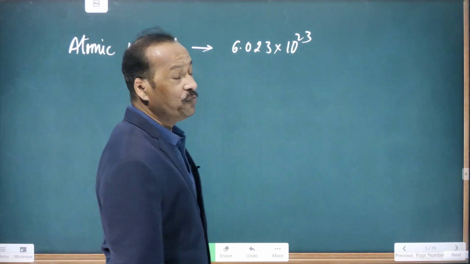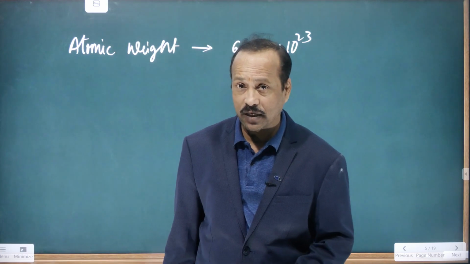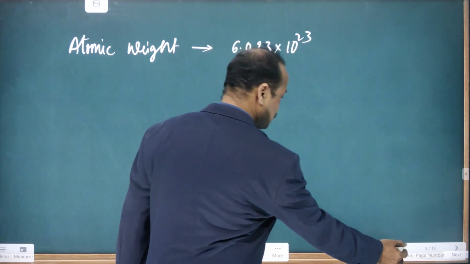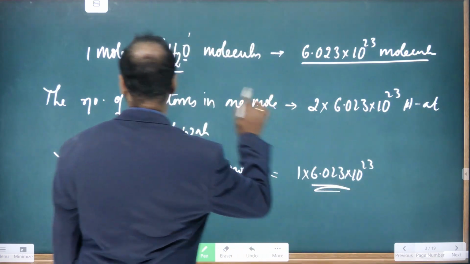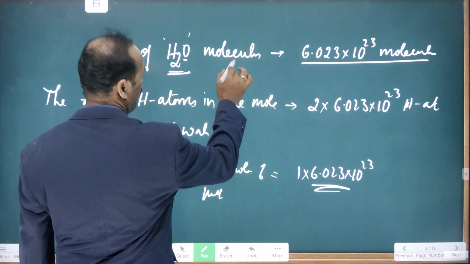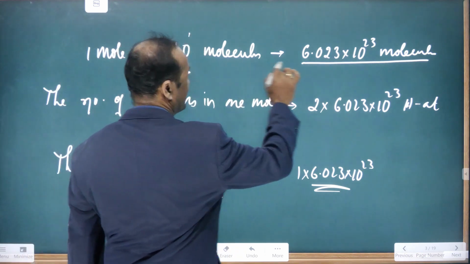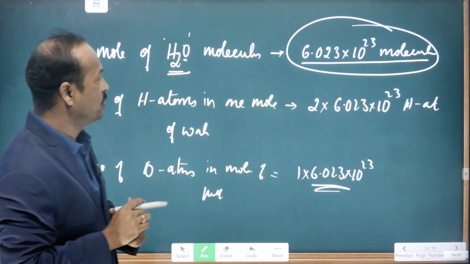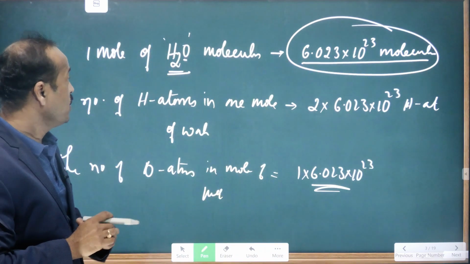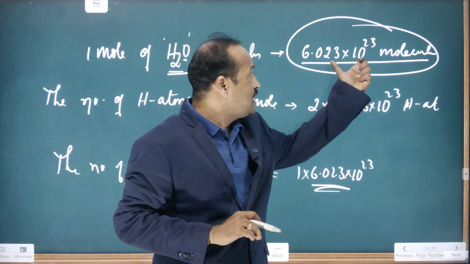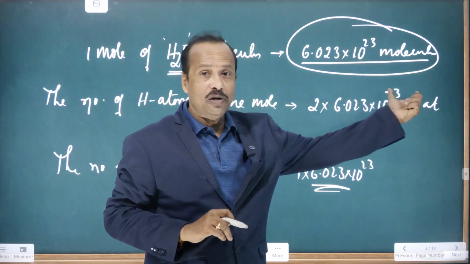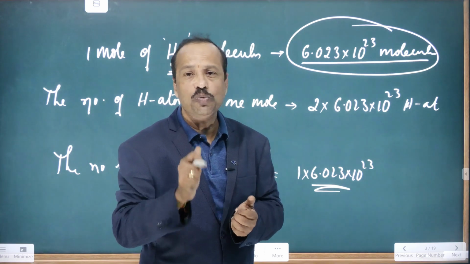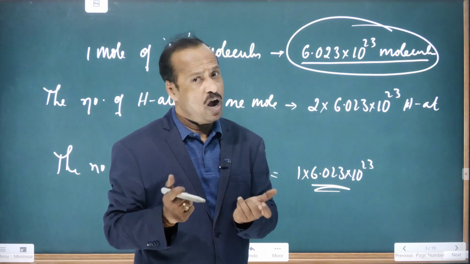But if you take the molecule, for example, now we've taken the water molecule, right? I have taken 1 mole of water molecule, and 1 mole of water consists of how many? 6.023 into 10 to the power of 23 molecules. This is just how I explained to you. If I ask you, 6.023 into 10 to the power of 23 water molecules equals how much weight?